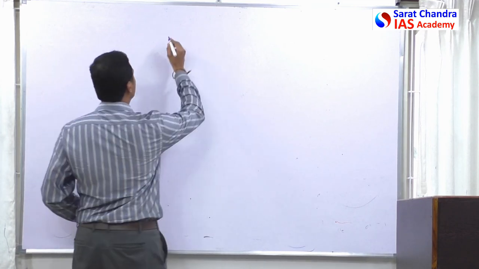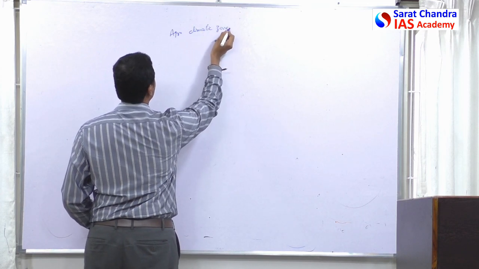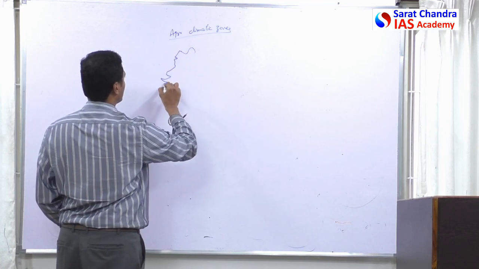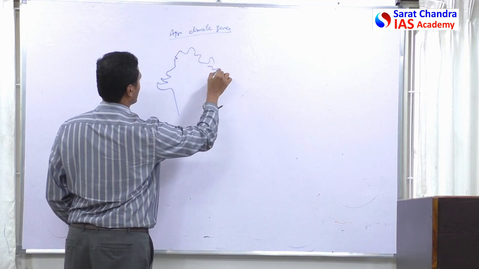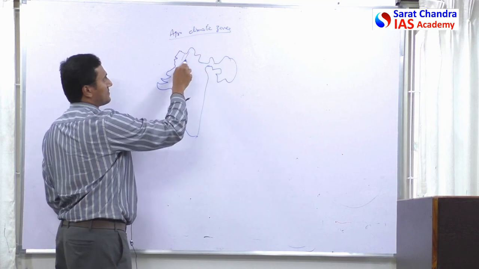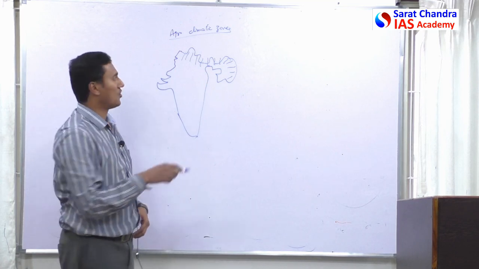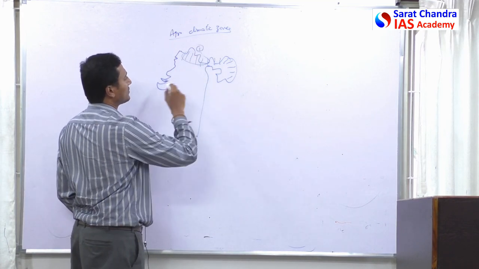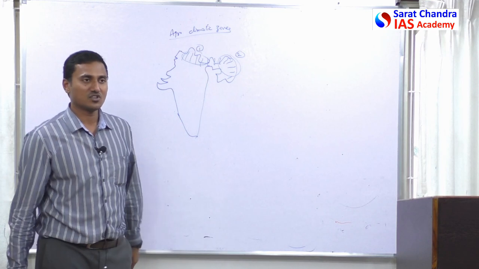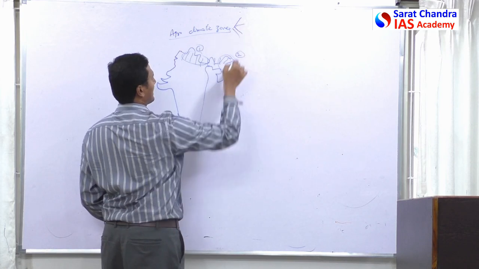See, for example, agro-climatic zones. If you take India, the Himalayas are divided into two agro-climatic zones. One is the Western Himalayan region, the other one is the Eastern Himalayan region. By the way, agro-climatic zones are based on four factors.